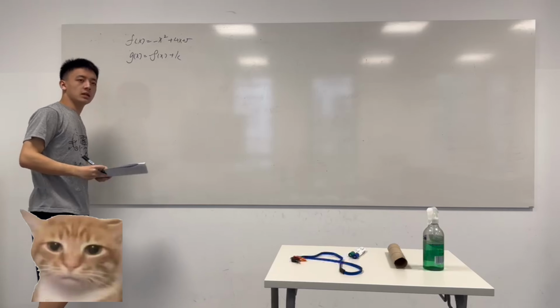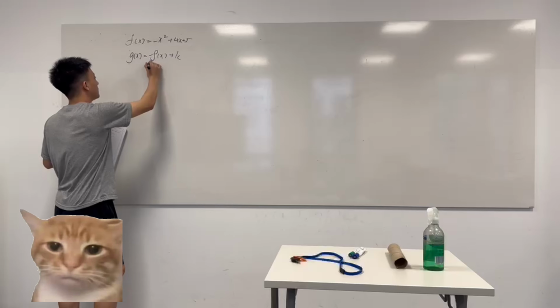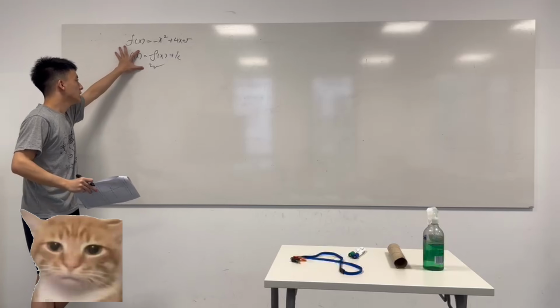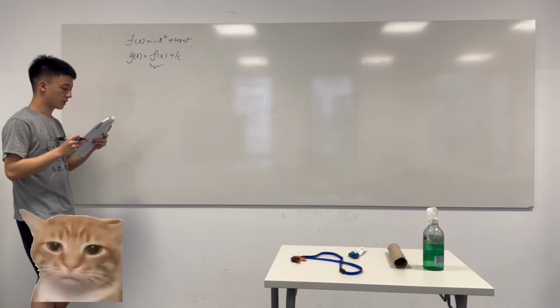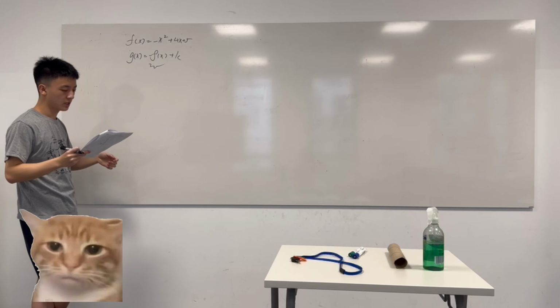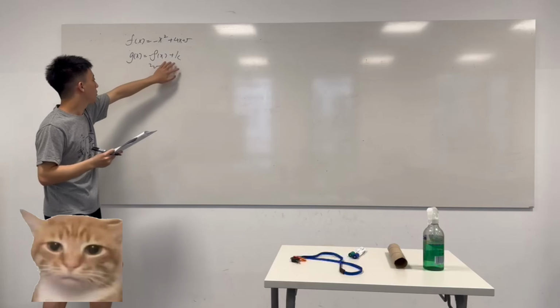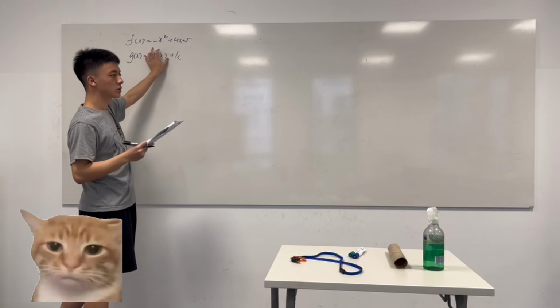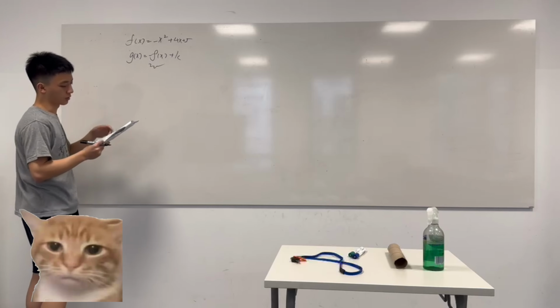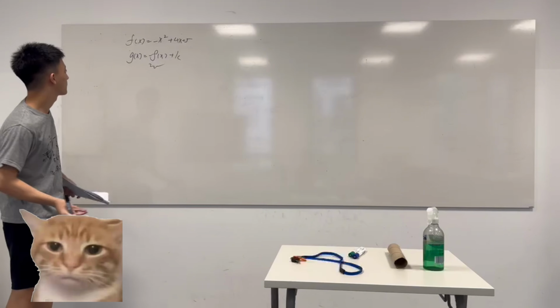Therefore, we can analyze one by one. First, we multiply f of x by negative 1, so it's a reflection over the x-axis. Then plus k. Plus k is outside of this function, so it's a vertical translation. So the vertical translation of k units.